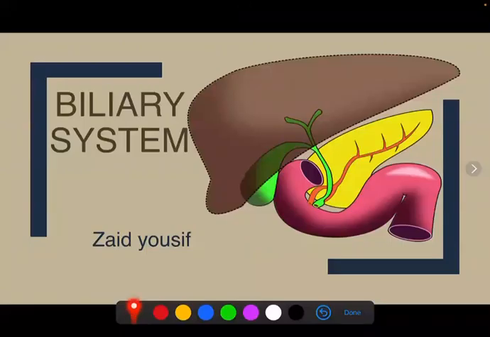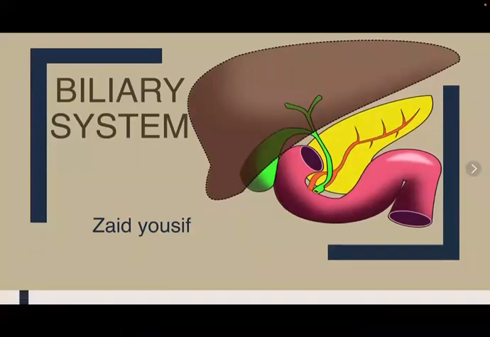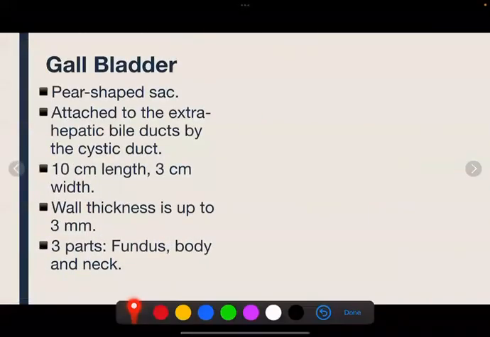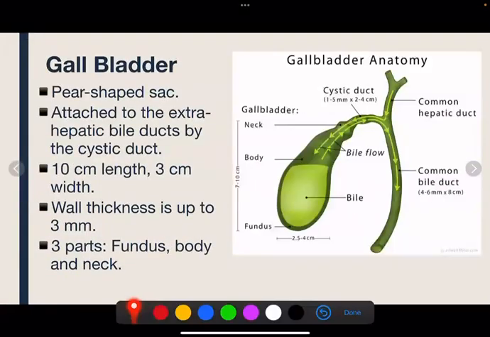Assalamu alaikum. My seminar today is about the biliary system. First, starting with the gallbladder. The gallbladder is a pear-shaped sac. It's attached to the extrahepatic bile ducts by means of the cystic duct. Okay, this is the gallbladder, and it's attached to the extrahepatic bile ducts by the cystic duct.